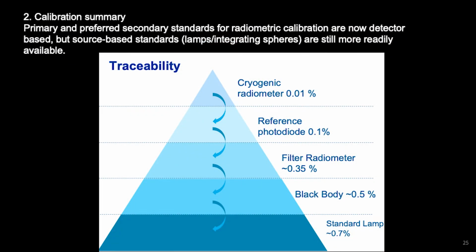Okay, so talking about radiometry, the reference for all national standards labs these days is an electric substitution radiometer, a cryogenic one, which measures the electrical power and matches it to the radiative power. You can then trace that to reference photodiodes and filter radiometers, and then to a black body, and then to a standard lamp. And as you can see, all of these uncertainties are increasing.